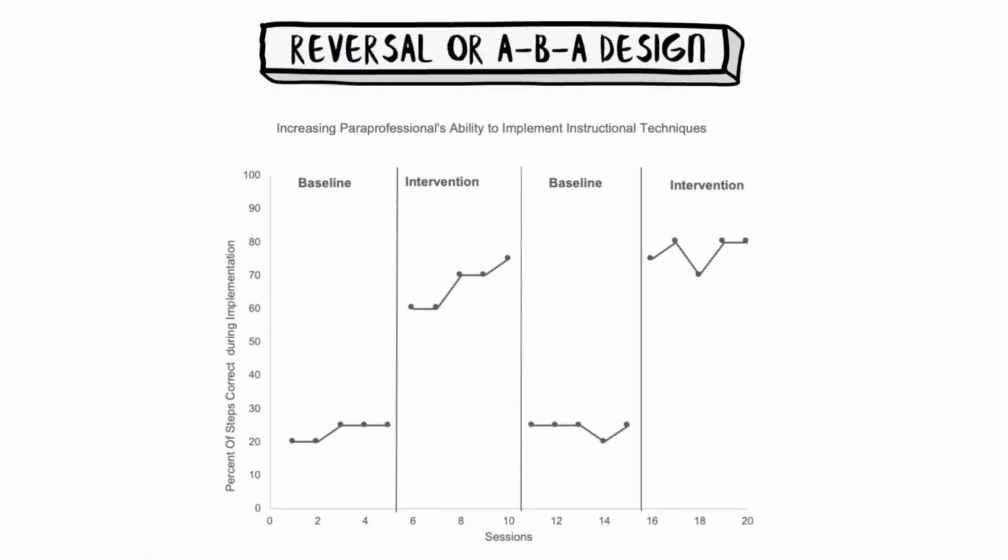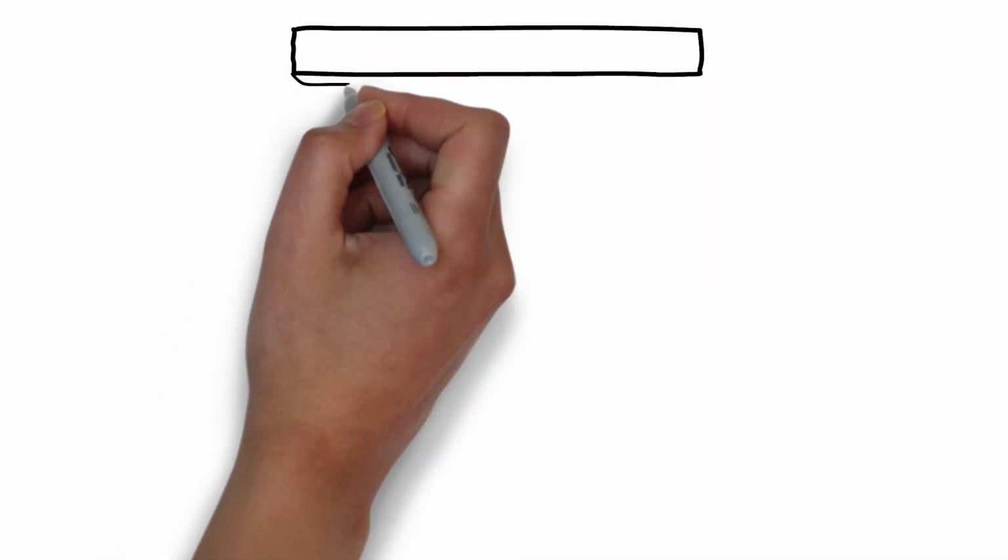Reversal or ABA design adds a second baseline phase after the intervention phase. It involves measuring the behavior during a baseline phase, A, implementing the intervention, B, and then returning to the baseline phase, A, to observe if the behavior changes systematically with the introduction and removal of the intervention. The reversal provides evidence of the intervention's effectiveness.